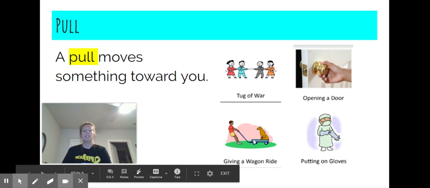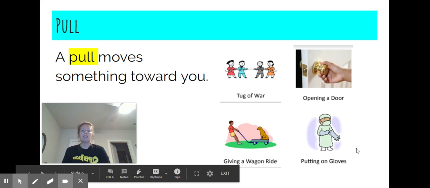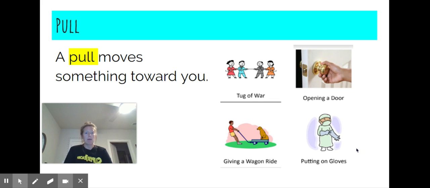Then we see a boy and he's pulling a wagon. When you are pulling a wagon, you are pulling the wagon along with you, towards you. And last but not least, we see a doctor putting on gloves. This is a pull because he is pulling the glove up his arm. So he's pulling the glove closer to him. He's pulling it towards him.